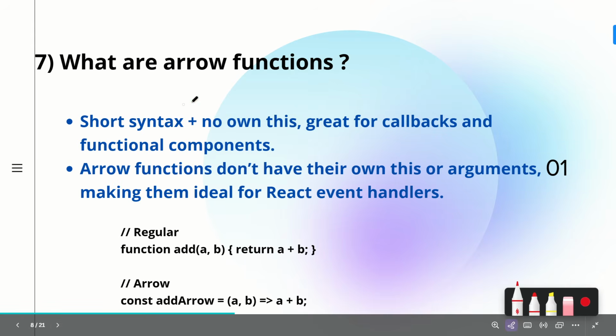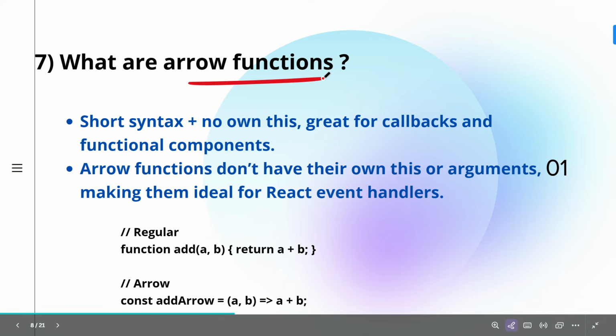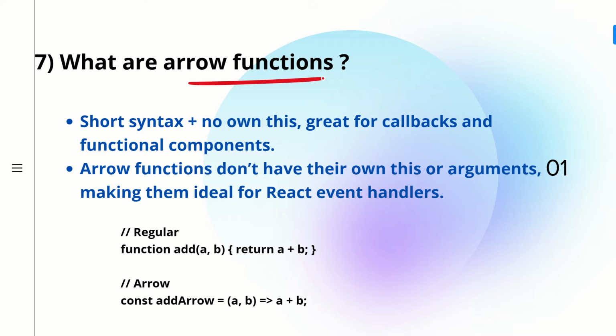Our next question is, what are arrow functions? In JavaScript, we have multiple functions like regular functions, anonymous functions, generator functions, callback functions, higher order functions, and also we have something called arrow functions. They were introduced in ES6. Let us see a definition now. They help us with a shorter syntax. They don't have their own this or arguments, and they are great for callbacks and functional components, making them ideal for React event handlers.